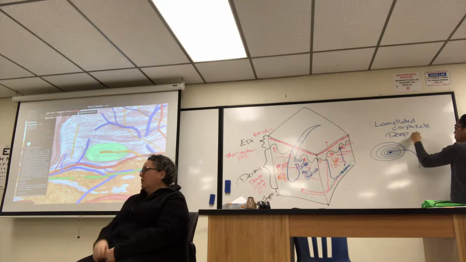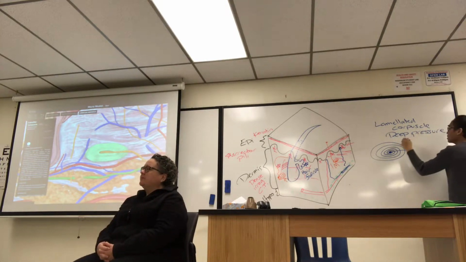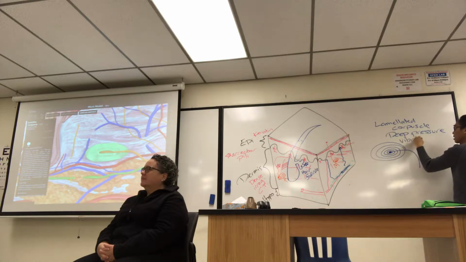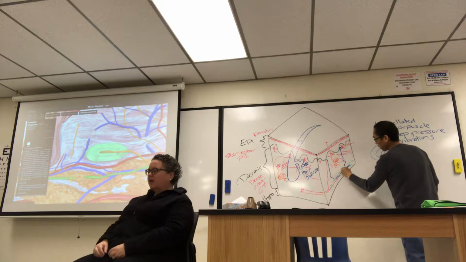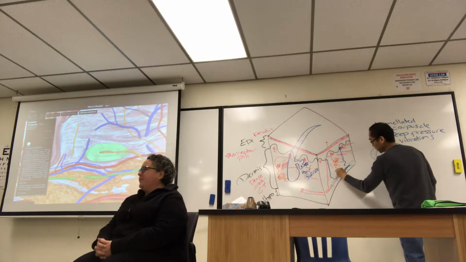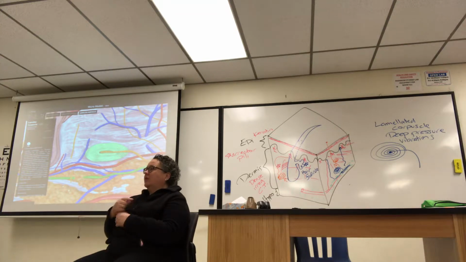To sense deep pressure, like from your masseuse, vibrations. So let me put a nerve ending way down here, with many layers around it. It's kind of where the lamellated corpuscles are.